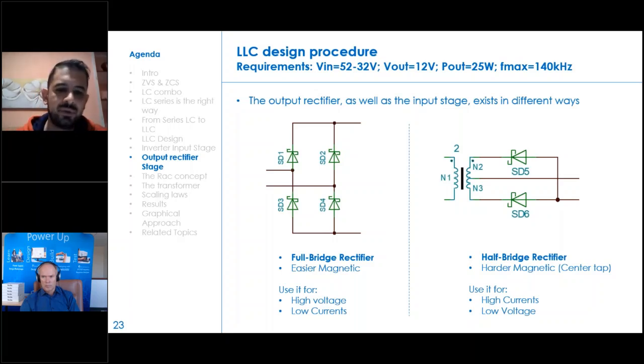So on the left, you see the full bridge rectifier. Here you have an easier magnetic from the manufacturing point of view, and you use it when you have high voltage and low currents. Why high voltage? Because you can split the voltage on the two diodes. On the right, you have the half bridge rectifier, and the magnetic is harder because here you need the center tap transformer. Use it for high currents and low voltage. Why for high currents? Because you split basically the output current in two branches, so you reduce the stress.